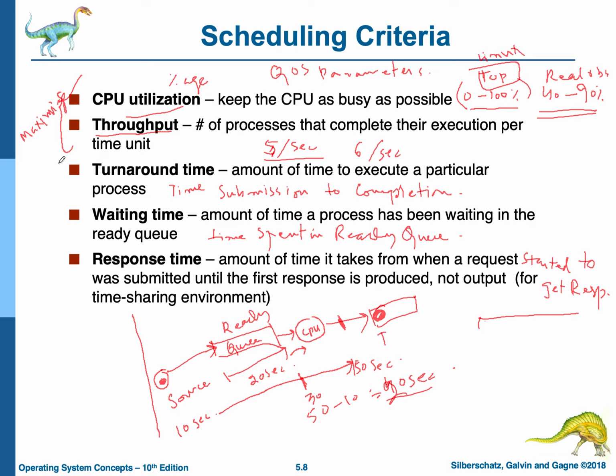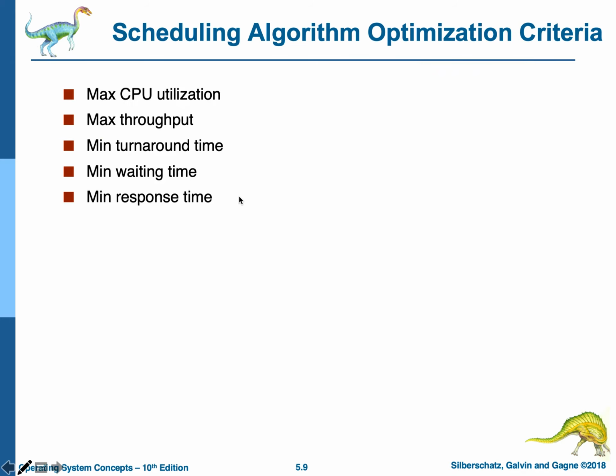And these times, the turnaround time, the wait time, the response time, first response time, we want to minimize them, right? We want to minimize the total completion time, we want to minimize the queue time, we want to minimize the first response time. So we want to minimize the times, and we want to maximize the CPU utilization and the throughput. So the optimization criteria are, as I have already told, to maximize the CPU utilization, maximize the throughput, while minimizing these times.